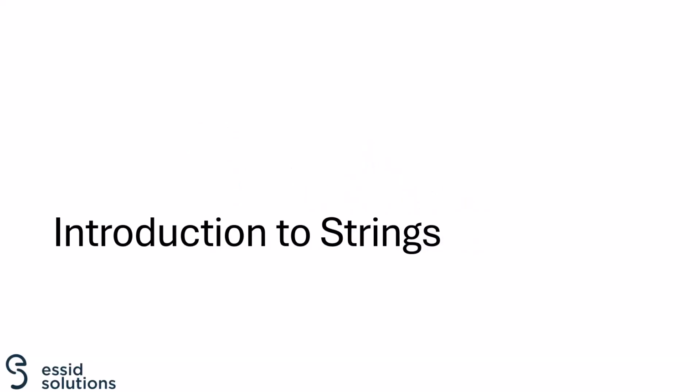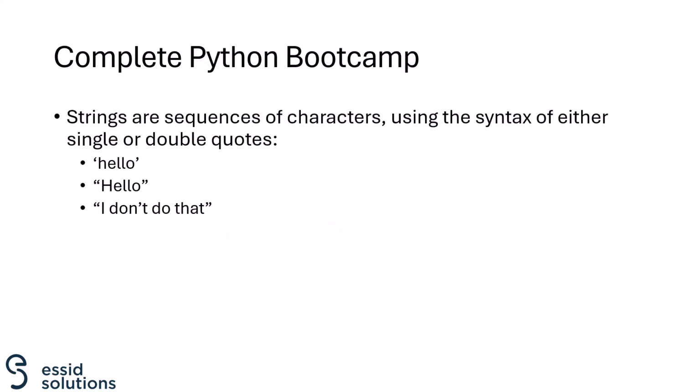In today's lecture, we are diving into the world of strings in Python. Strings are sequences of characters that can be defined using either single quotes or double quotes. Let's look at some examples. We can define a string using a single quote like 'hello', and we can use a double quote like the second "hello". What's great about having both options is that we can include a single quote inside a string without breaking it. For example, you could write "I don't do that", where the single quote in don't doesn't interfere with the string definition because the string is wrapped in double quotes.